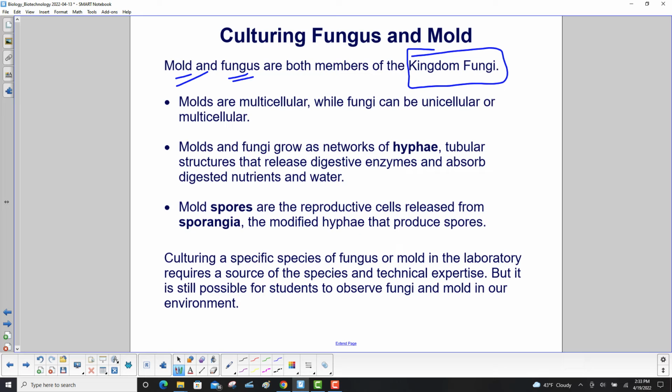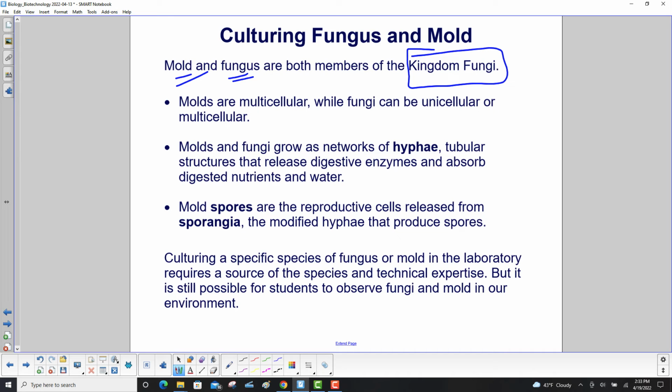Molds are multicellular, while fungi can be unicellular, that's one cell, or multicellular. Molds and fungi grow as networks of hyphae. Hyphae are tubular structures that release digestive enzymes and absorb digested nutrients and water. Mold spores are the reproductive cells released from sporangia, the modified hyphae that produce spores.